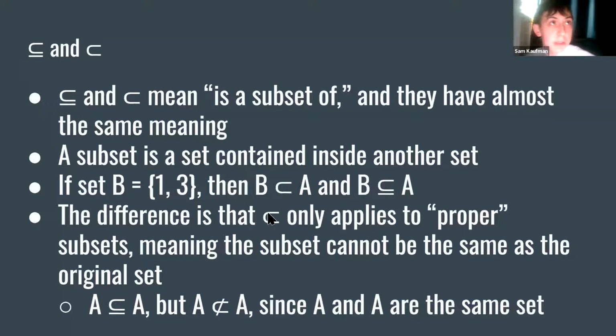The difference between these two subset symbols is that if it doesn't have a line, it only applies to proper subsets. A proper subset is when the subset is not exactly the same as the original set. So if you have the line, a set is a subset of itself. If you don't have the line, a set is not a proper subset of itself. That's kind of a semantical difference. If you don't have this line on the bottom, it means a set is not a subset of itself.